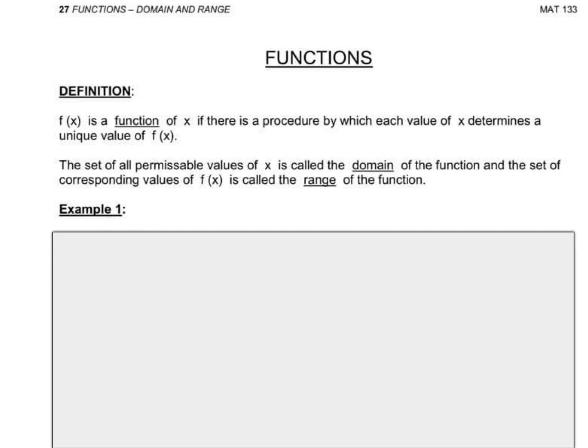Bismillahirrahmanirrahim. Now we continue on chapter 2 on functions. Look at the definitions given.